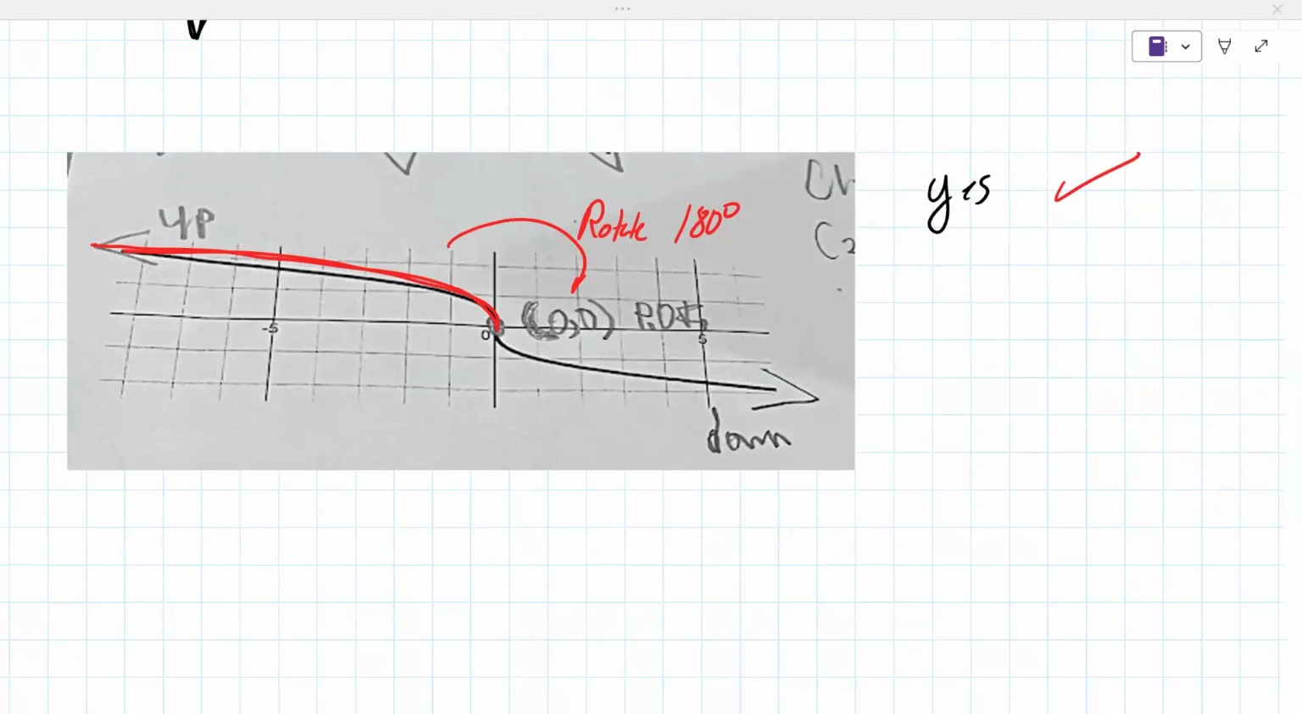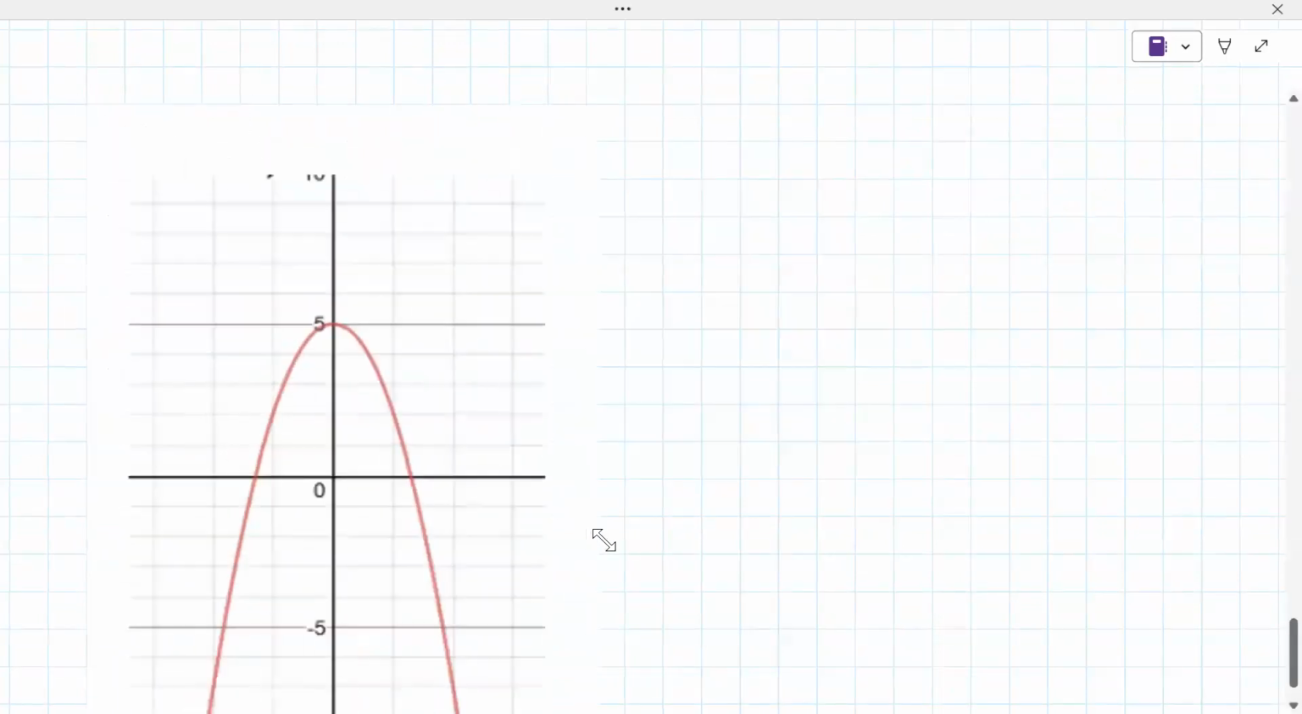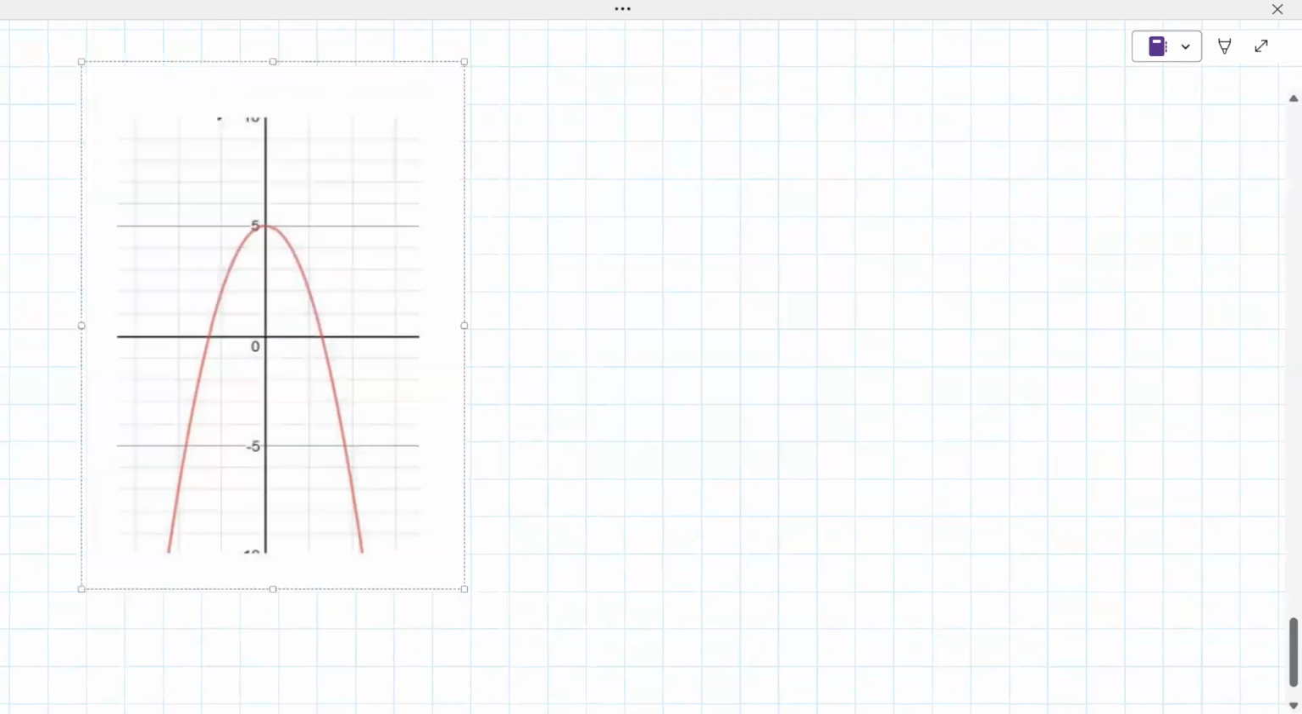You're going to decide whether it's even, odd, or neither. All right, so tell me about this one. Is it even? Is it odd? Or is it neither? And I'm happy to draw lines if I need to.